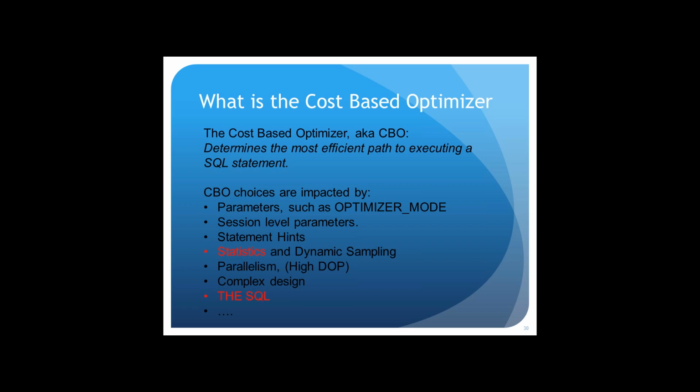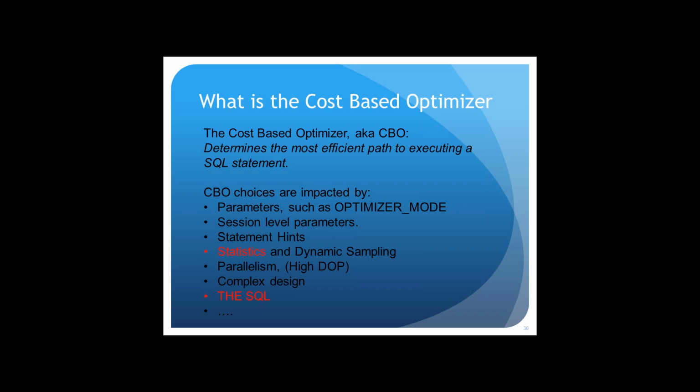Statistics and dynamic sampling. Dynamic sampling, of course, can come in and say, Oracle says, I don't think the stats are really up to par, or I'm missing stats. I'm going to do a sample on this table and try to come up with something a little bit better. The dynamic sample's goal is to offer you a better plan. So always remember that. And that's where you're probably going to see most often where a plan has changed. Parallelism, high DOP, high degrees of parallelism can cause a plan to change. And then complex design in the SQL.